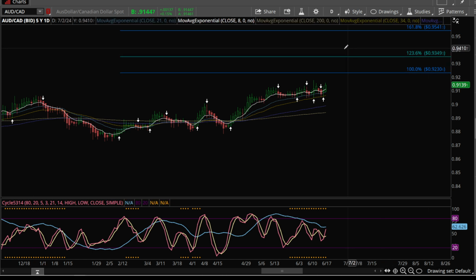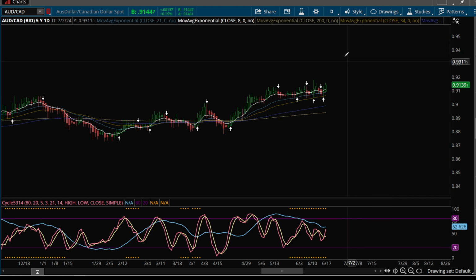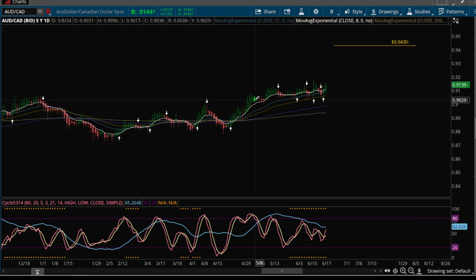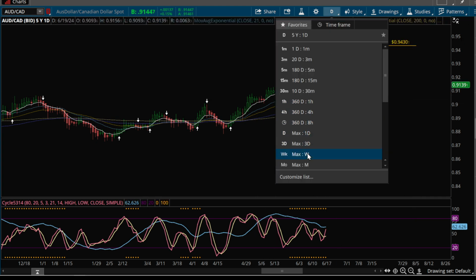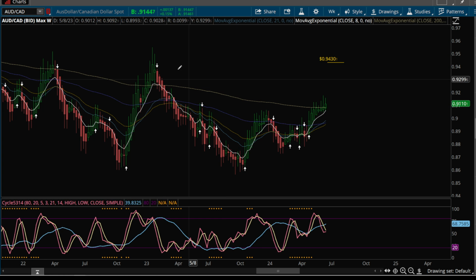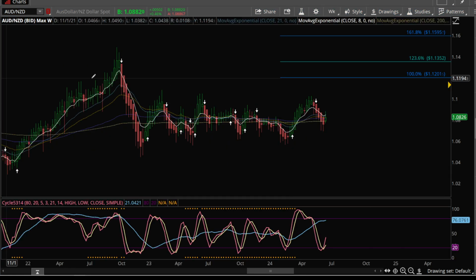94.24. So your next quarter's R2 is all the way up here. And when we step out to the weekly chart, that takes you back up to these highs. So you're buying pullbacks in Aussie CAD on the lower time frames, 1 hour chart, 4 hour chart, stuff like that. One pair I do want to look at is Aussie New Zealand.